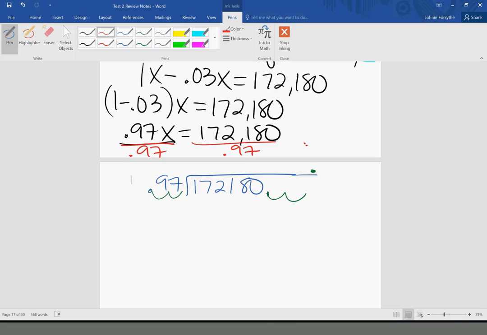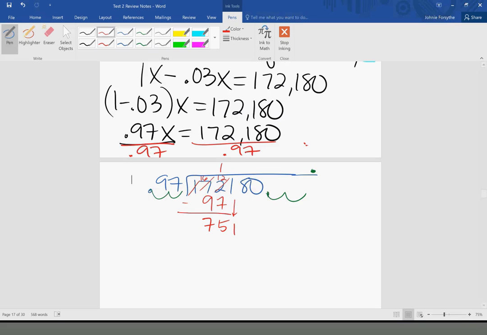97 can divide into 172. 2 times 97. 2 times 7 is 14. Carry the 1. 2. Oh, that's too much. So let's only go in there 1 time. So 1 times 97 is 97. We're going to subtract. So 12 minus 7 is 5. 16 minus 9 is 7. Bring down the 1.